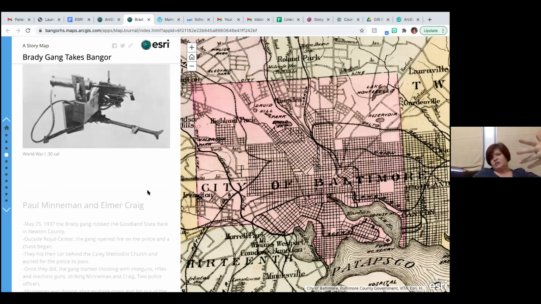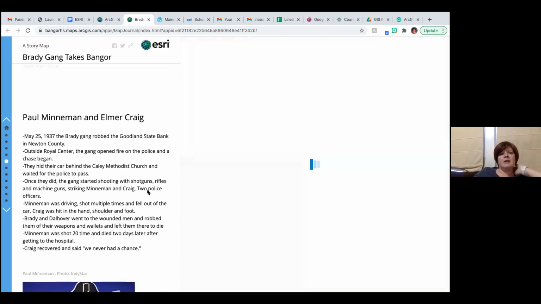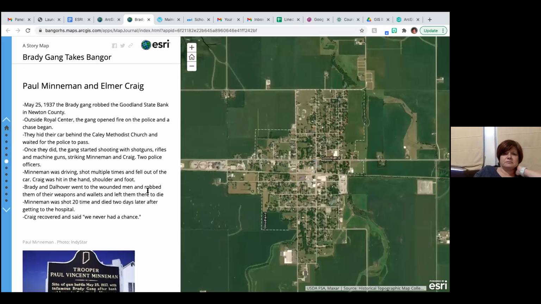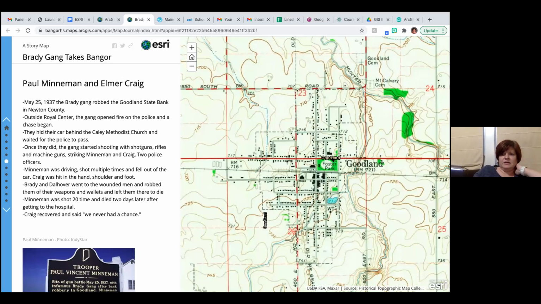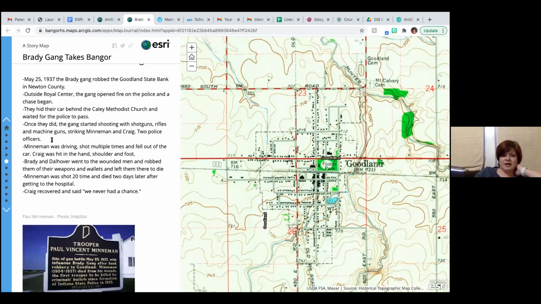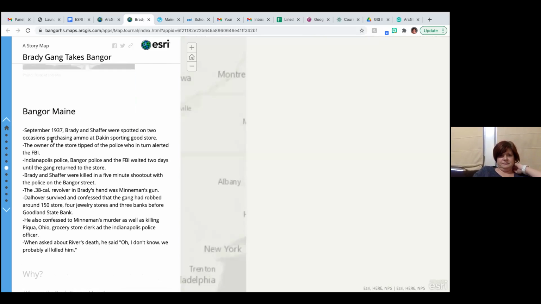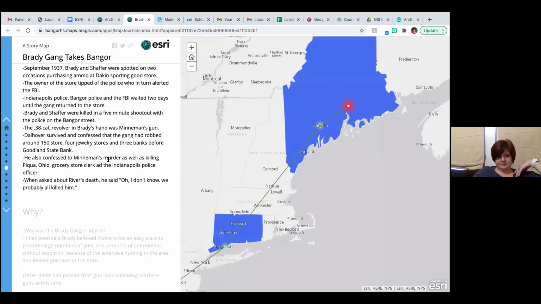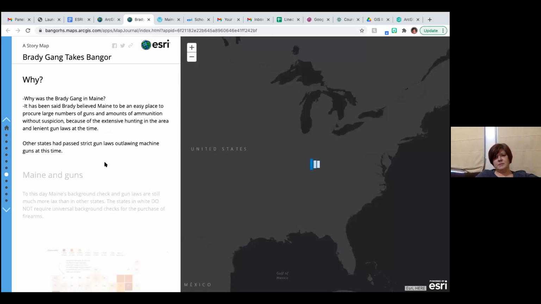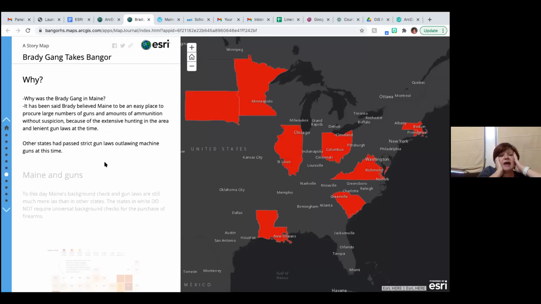So she looked at historic maps, put some historic maps on there. Showed where in Goodland they robbed a bank. And then she gets into Bangor, Maine, and how he ended up here. This was the part that I really liked. She asked the question, why? Why was the Brady gang in Maine?